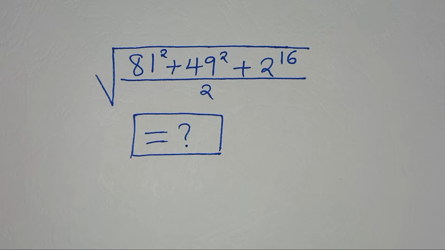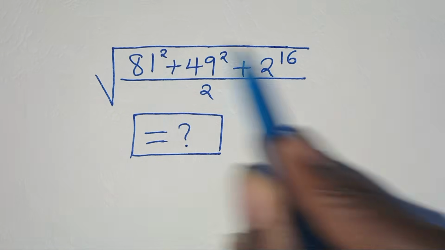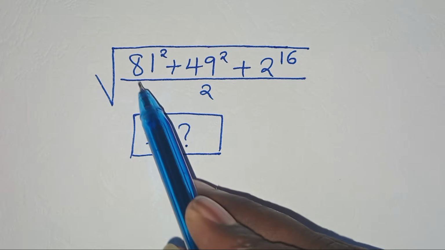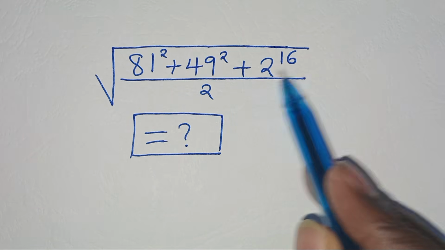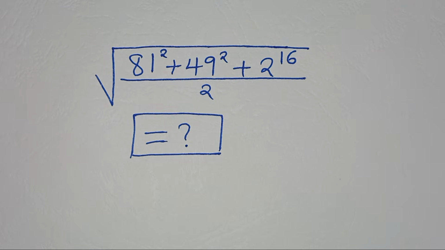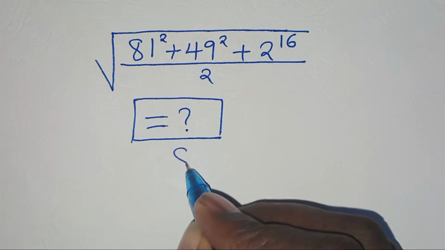Hello everyone, you're welcome to solve this nice square root math problem, which is the square root of 81 squared plus 49 to the power of 2 plus 2 to the power of 16 divided by 2. So let's provide a solution from here.